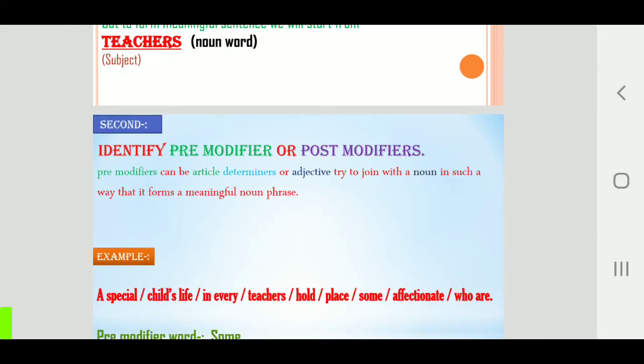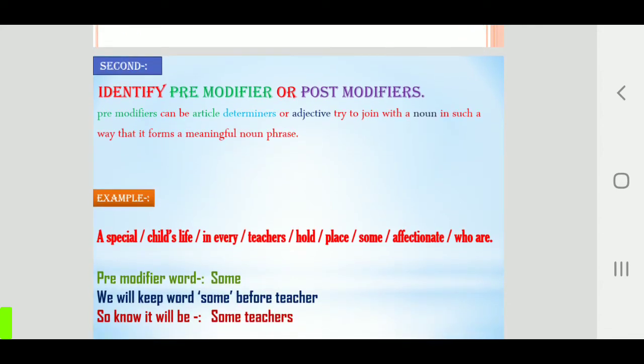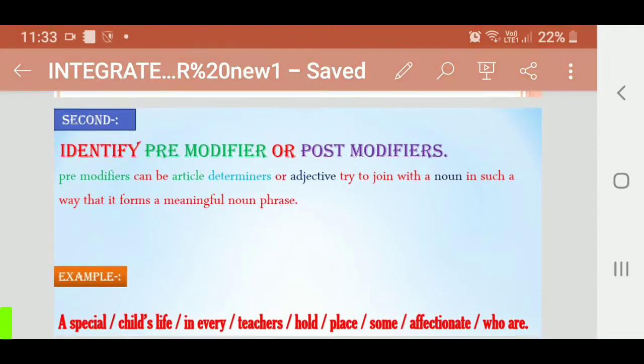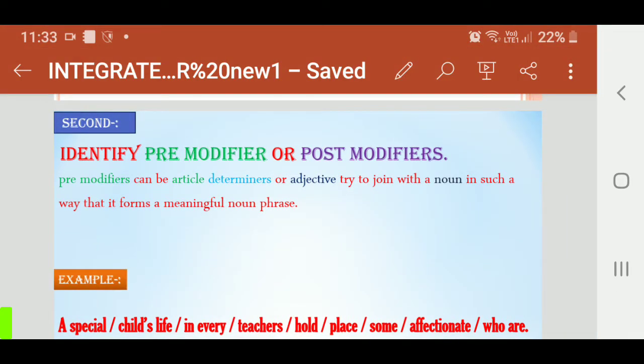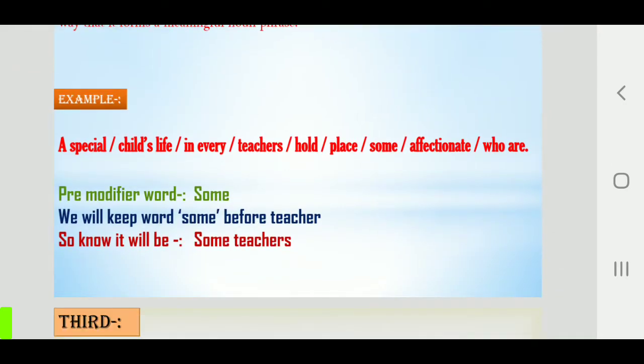Next, we will identify pre-modifiers or post-modifiers. Pre-modifiers are the words which are written before the noun, and post-modifiers are the words which come after the noun or pronoun words. Pre-modifiers can be articles, determiners or adjectives. We will try to join it with a noun in such a way that it forms a meaningful noun phrase. Now in the same sentence, the pre-modifier word is some. We'll keep the word some before teachers, so now it will become some teachers.